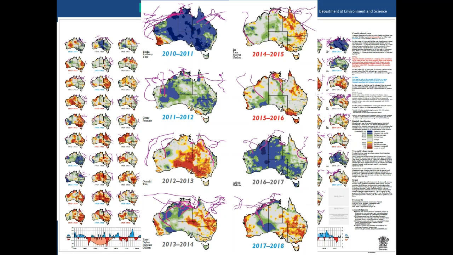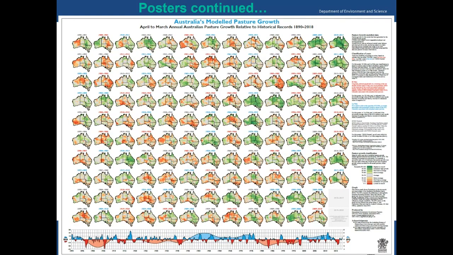Moving along to our pasture growth poster. As explained in the previous webinar, we run a pasture model to explain how rainfall is turned into primary production. Similar setup that we go from 1890 here to 2018. So each year is matched with the Australia's variable rainfall poster. This is modelled pasture growth data.